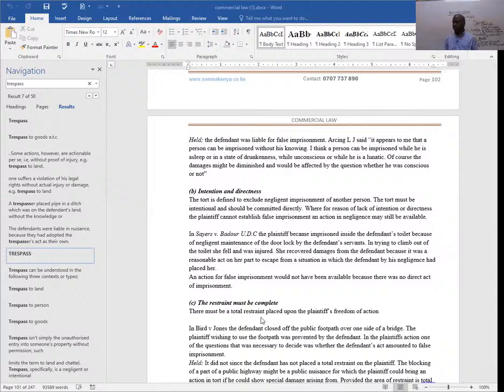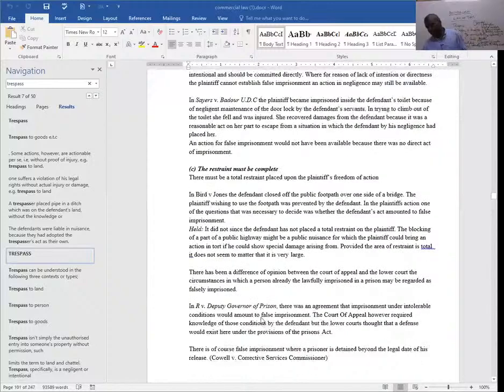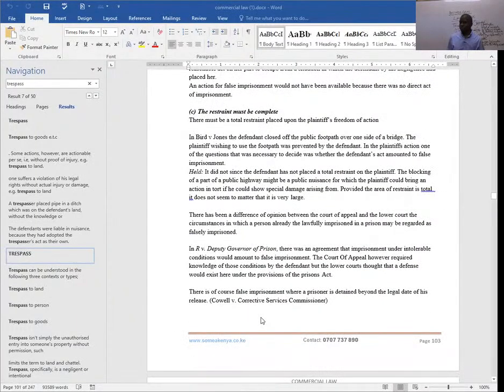So the intention should be very direct. The tort is defined to exclude negligent imprisonment of another person. The tort must be intentional and should be committed directly. The restraint must be very complete. So the movement must have been restrained completely, such that the plaintiff has no freedom of movement.